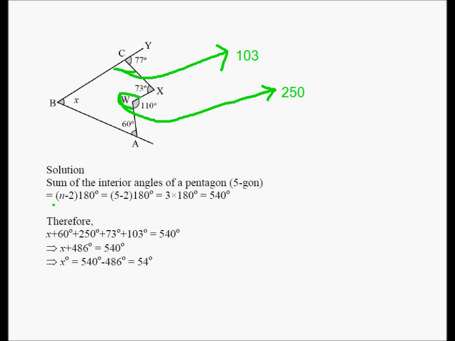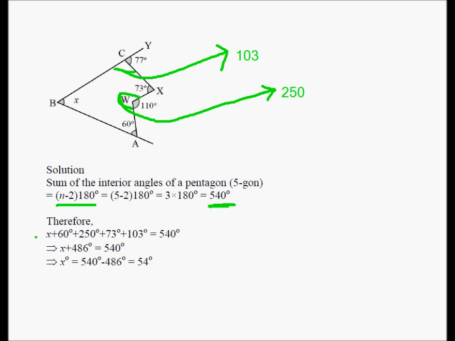Now, we know there is a formula for finding the sum of all angles of any polygon. We have a pentagon, so the number of sides is 5, and the formula is n minus 2 times 180, where n is the number of sides of any polygon. So here n has to be 5, so we replace n with 5, and we get 5 minus 2 turns out to be 3. 3 times 180, we get 540. So that tells us that the sum of all the five of these angles, this plus this plus this plus this plus this, has to be 540.